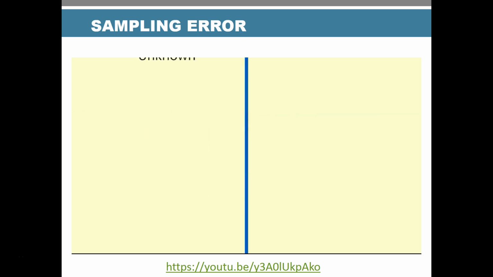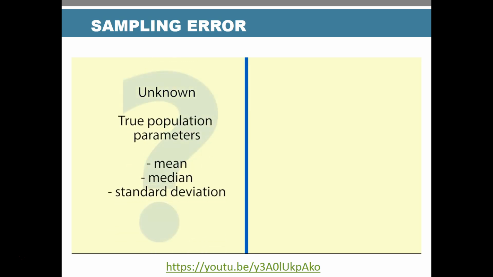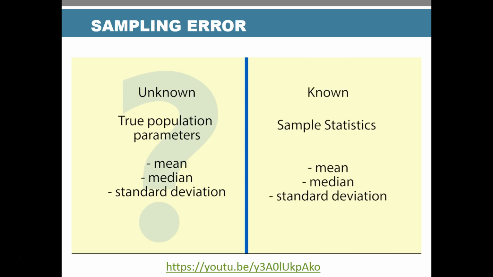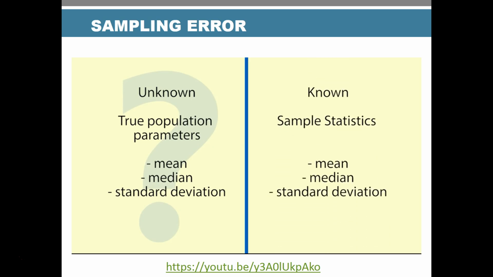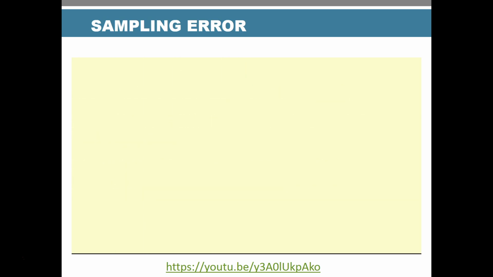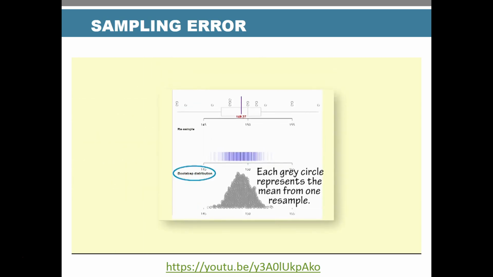We cannot generally measure the extent of sampling error. To do this, we would need to know the true population parameters such as the mean, median and standard deviation, as well as the equivalent sample statistics. And if we knew the true population parameters, we would not need to take a sample. But with probability modelling and procedures like bootstrapping, we can get a good idea of the effect of sampling error.